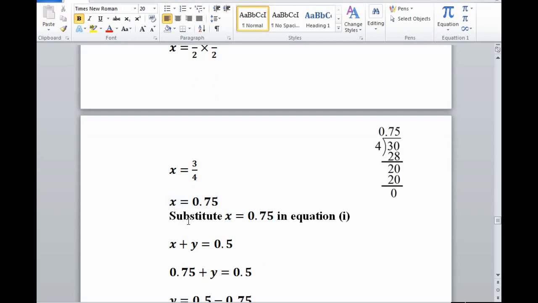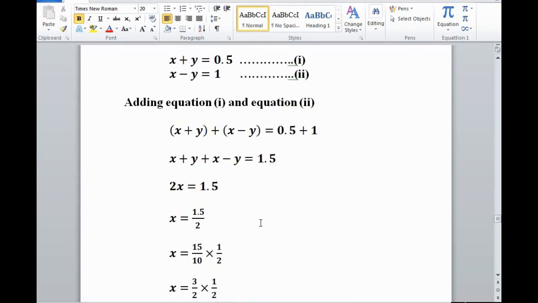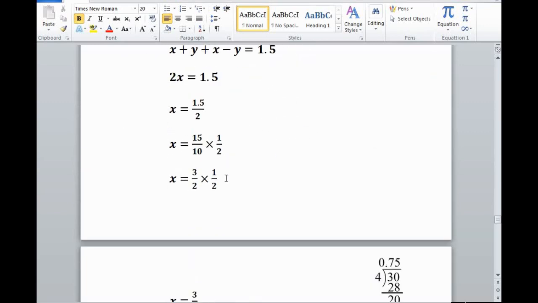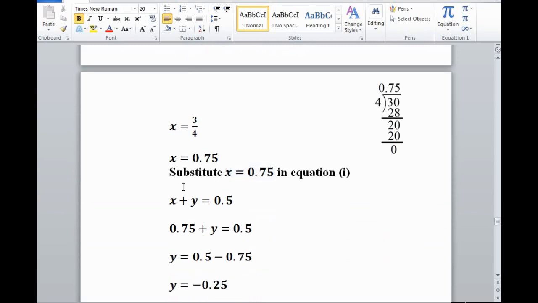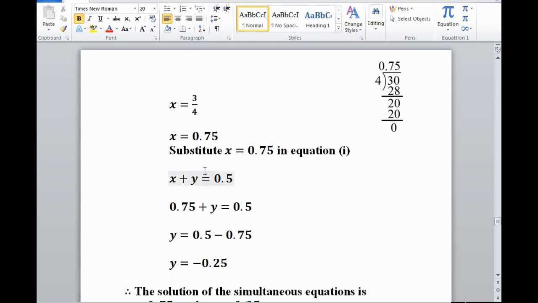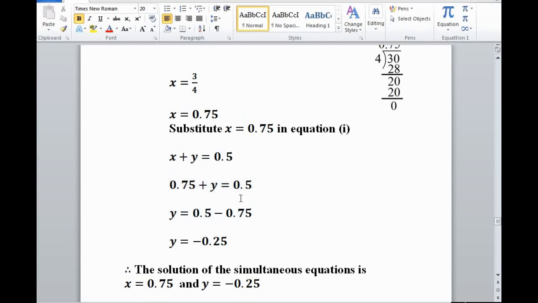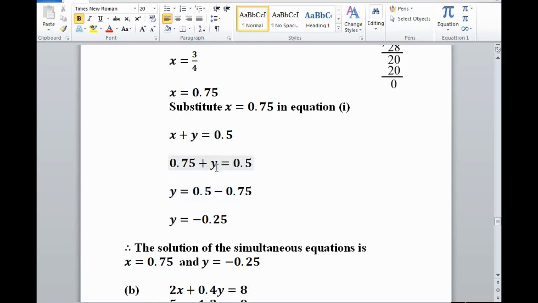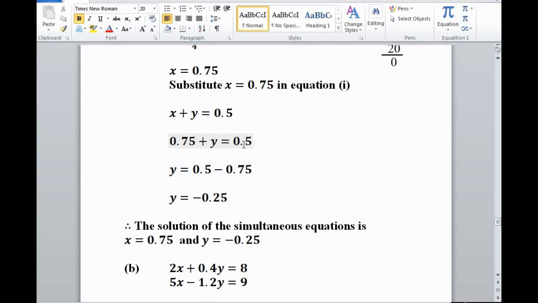Now to find y, let's substitute this value of x, which is 0.75, in equation 1. So our equation 1 is x plus y equals 0.5. And now I'm going to replace this x by the value 0.75. So this equation becomes 0.75, which is the value of x, plus y equals 0.5. And now to find y, I'm going to take this positive 0.75 from left to the right side. So this equation becomes y equals 0.5 minus 0.75.